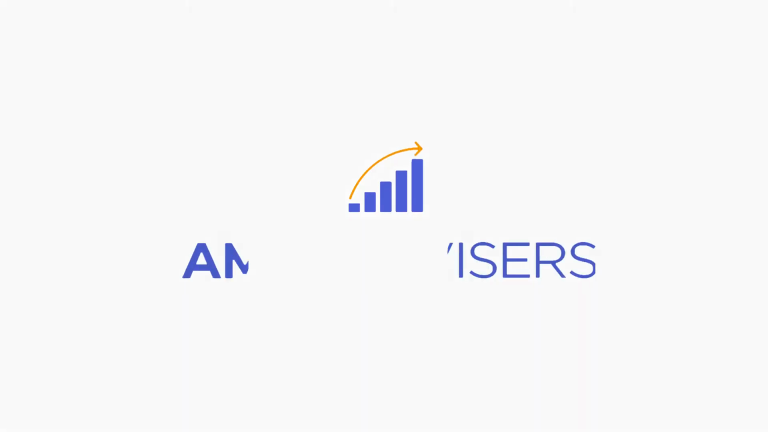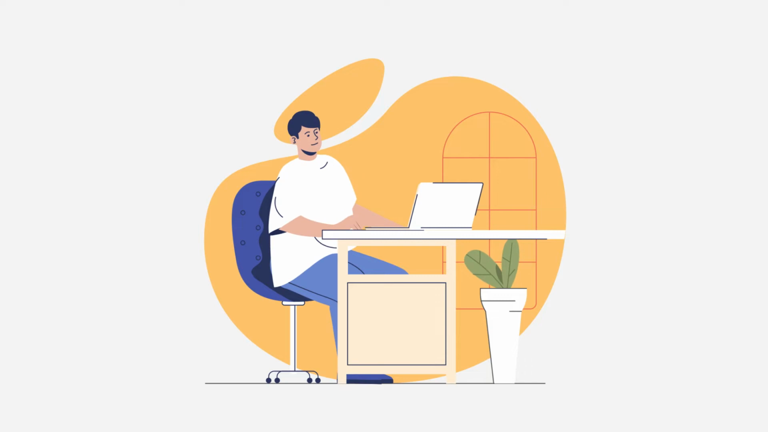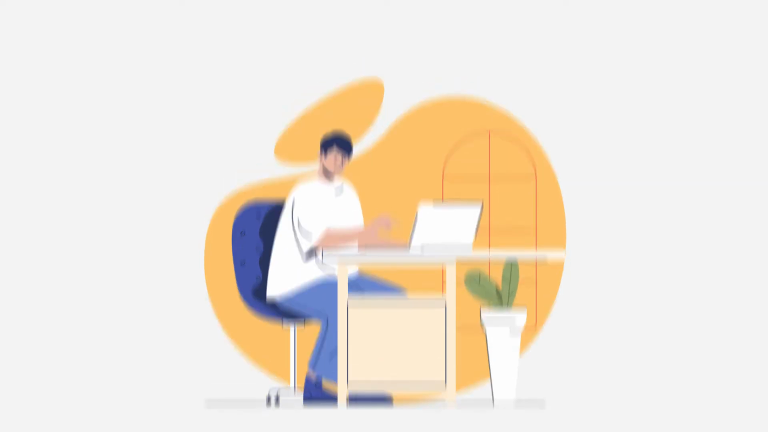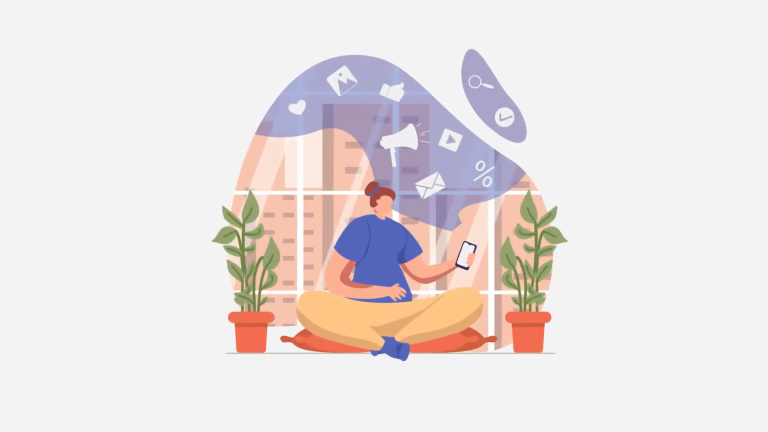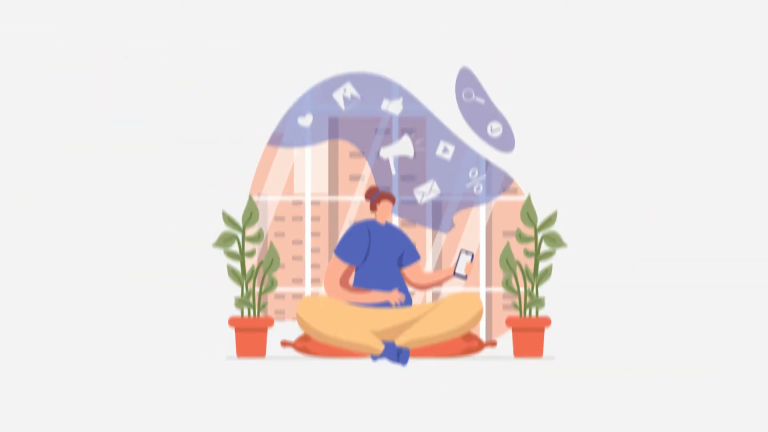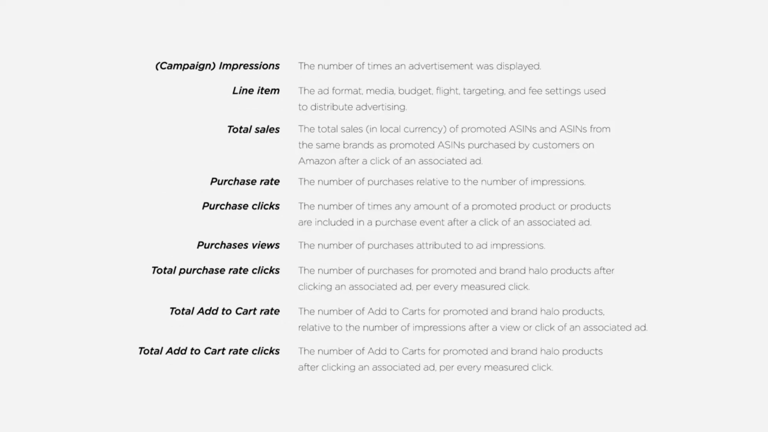We're from AMZ Advisers, and today we're talking about Amazon Attribution. This is great for measuring the effectiveness of your off-Amazon ads, giving you quantifiable data on user conversion rates. This allows you to plan strategies based on real analytics. Here are some conversion metrics analyzed by Amazon Attribution, including detail page views, purchase rates, and campaign impressions.